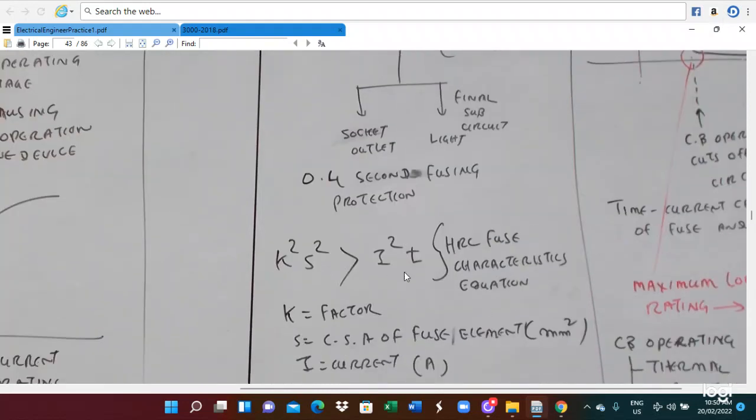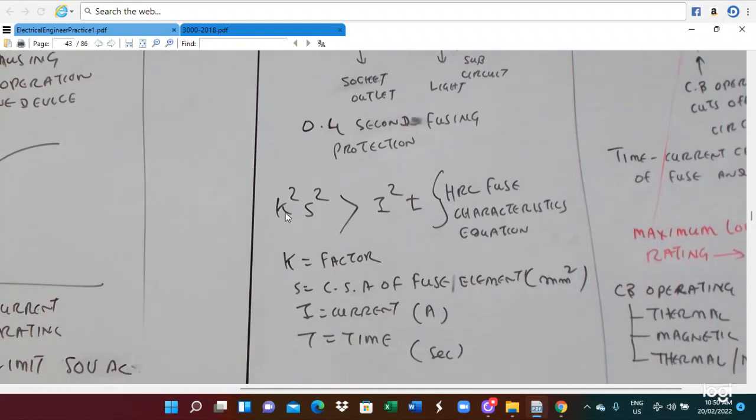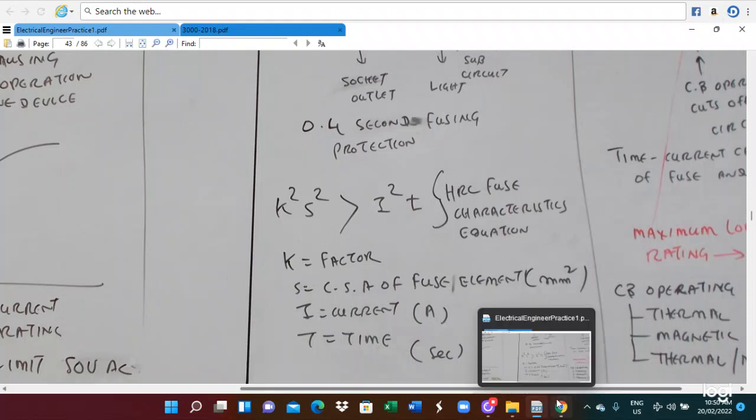So this equation is k squared s squared must be greater than I squared t. K is a factor, S is the cross-sectional area of the fuse element, I is the current, and t is the fusing current time. So this is the fuse current equation we have to follow: k squared s squared must be greater than I squared t, where k is the fusing factor. So this is the way we have to calculate.